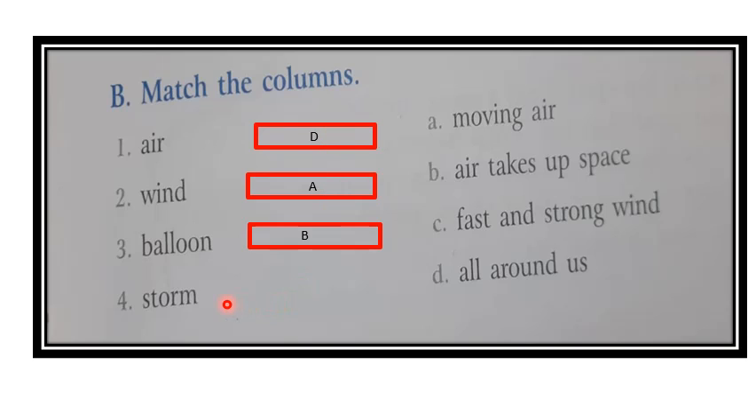Come on now. Quickly we will do number 4. Only one option is left. Storm. Yes. Fast and strong winds. C. So D, A, B and C. These things you have to write. That's it. Now we will move to page number 72.